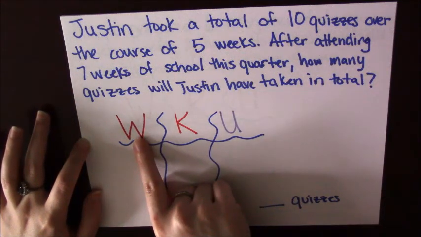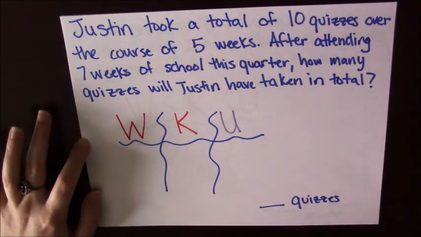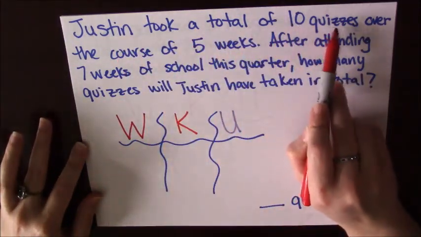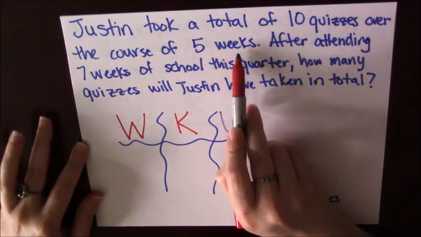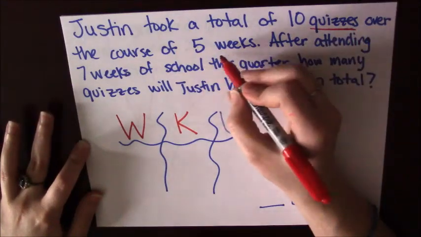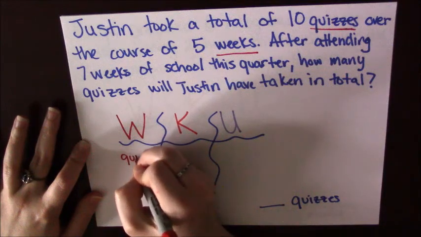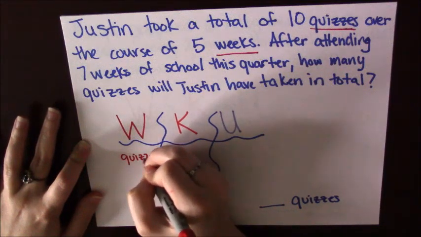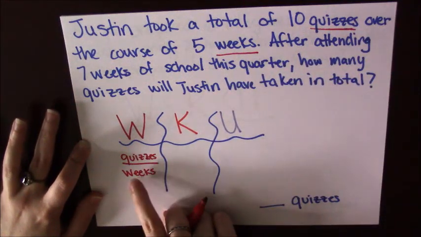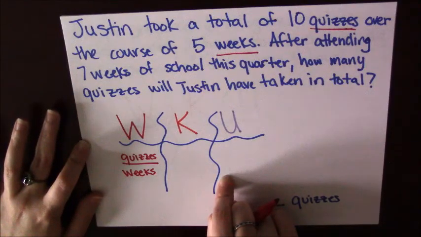Now I need to go through and figure out what I need to place under each of the letters. So W stands for words. What am I comparing? So it says Justin took a total of 10 quizzes over the course of 5 weeks. So in my first sentence, I know that I'm comparing quizzes to weeks. So under W, I'm going to write quizzes over weeks. I need this so my ratio, or what I'm comparing, stays consistent throughout my problem.